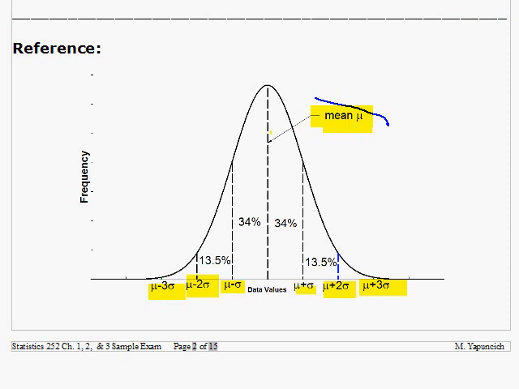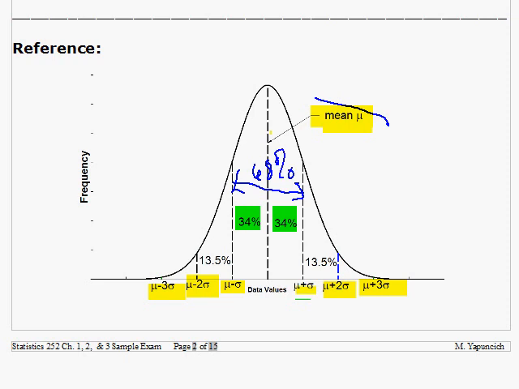Now from the mean, which is right here, to the data value that's the mean minus 1 standard deviation, 34% of the data values lie in that region. And it's symmetric, of course, so 34% of the data values lie between the mean and the mean plus 1 standard deviation. So if you add those two together, of course, you get 68%. So all the way from here to here is 68%.